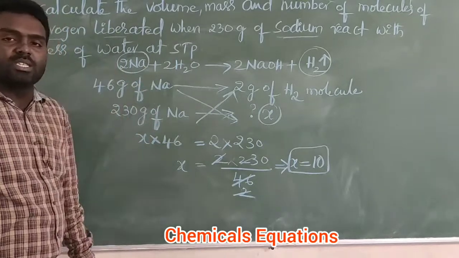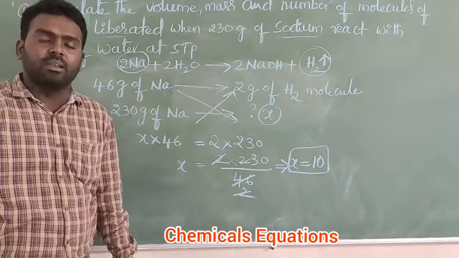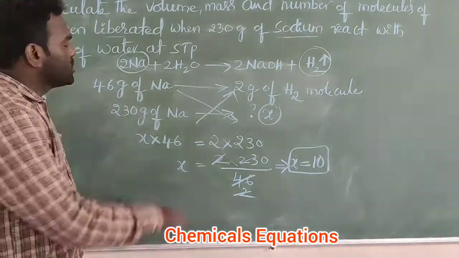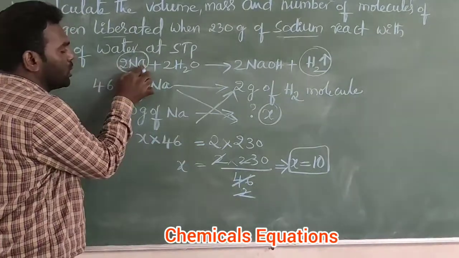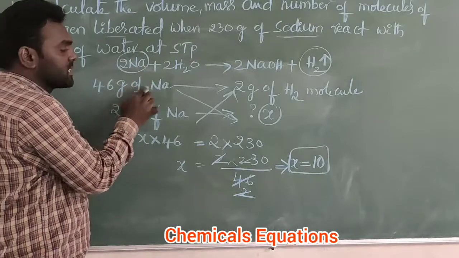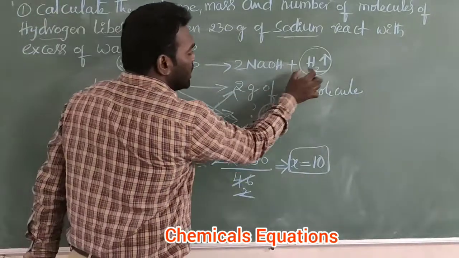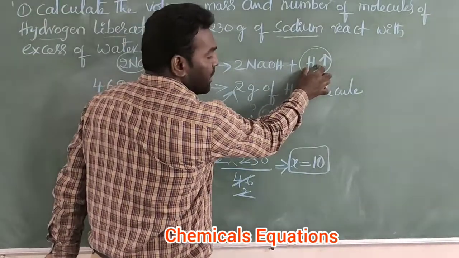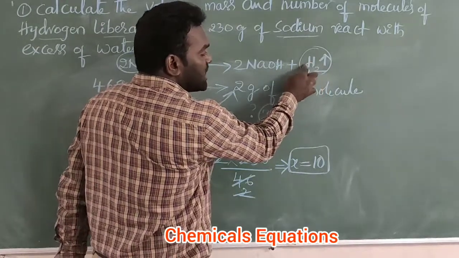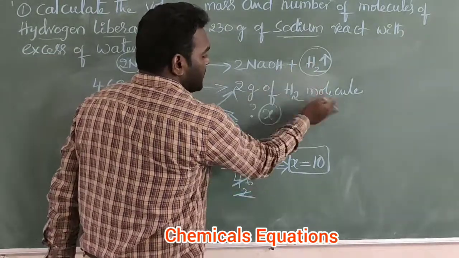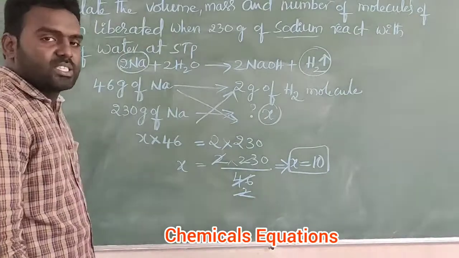Sodium atomic number is 20. Yes, the sodium atomic number is 11, but the mass number is 23. So based on that knowledge, I wrote 2 into 23. Then I am getting 46 grams of sodium gives rise to hydrogen, where only 2 hydrogen atoms are there. So every hydrogen atom is 1, and 2 into 1 means 2 grams of an H2 molecule.